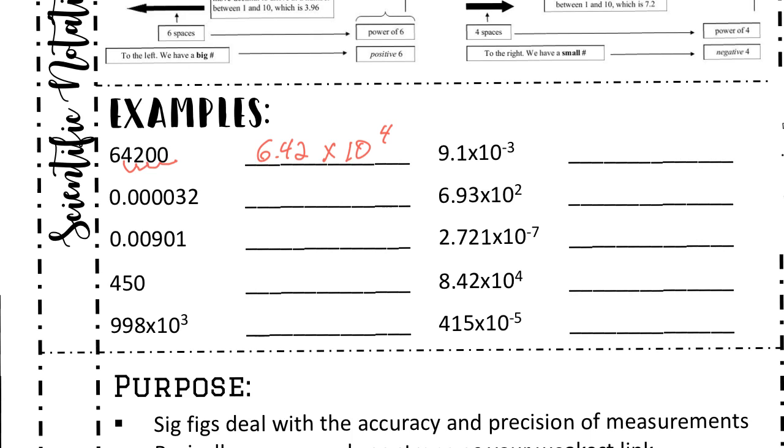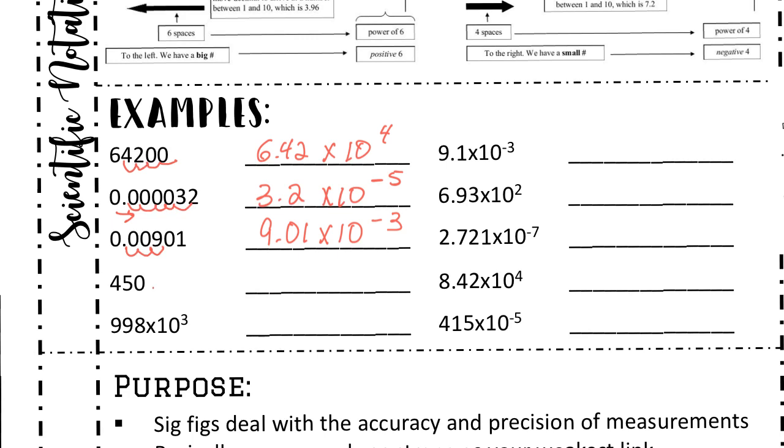The next example, we've got a number that's less than 1, so I'm going to be moving my decimal point in this direction, 1, 2, 3, 4, 5, and this becomes 3.2 times 10 to the negative 5, because I moved it to the right. Our next number, 1, 2, 3, 4, whoops, I went too far, back up. 1, 2, 3, there we go. 9.01 times 10. Again, I had to move it that direction, so it's going to be to the negative 3.